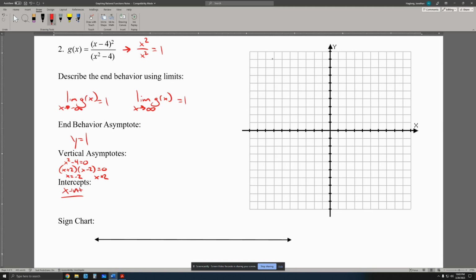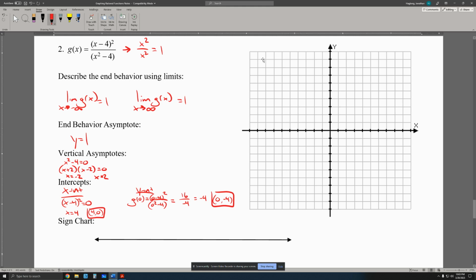That's where the numerator is equal to 0. So we have the quantity (x minus 4) squared equal to 0, so this is where x is equal to 4. So we have the x-intercept at (4, 0). For the y-intercept, we can evaluate the function g of 0. So we have (0 minus 4) quantity squared over 0 squared minus 4. Well, 0 minus 4 is -4, squared is 16. 0 squared and then minus 4 is -4. So we get a y-intercept of -4.